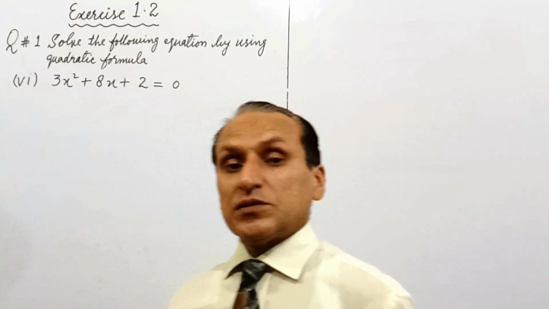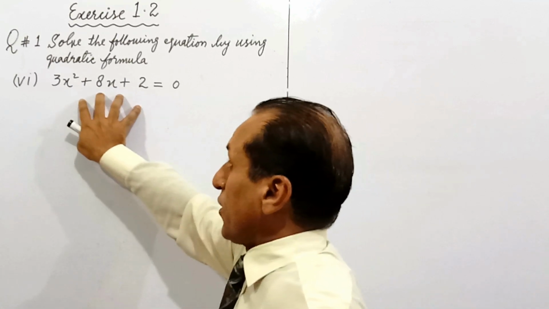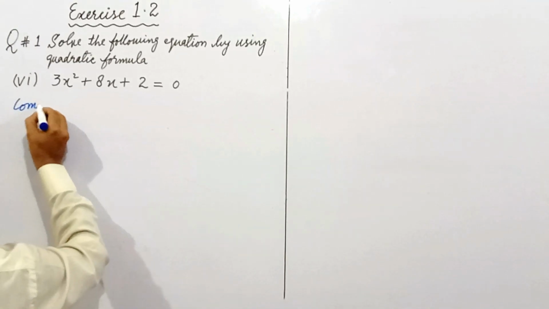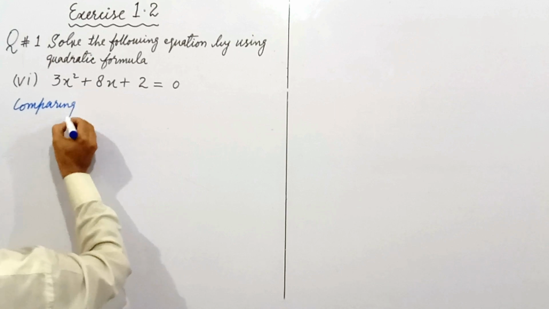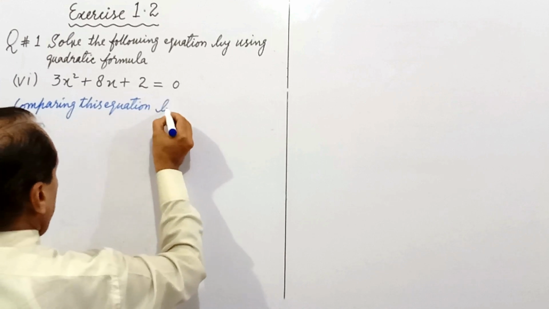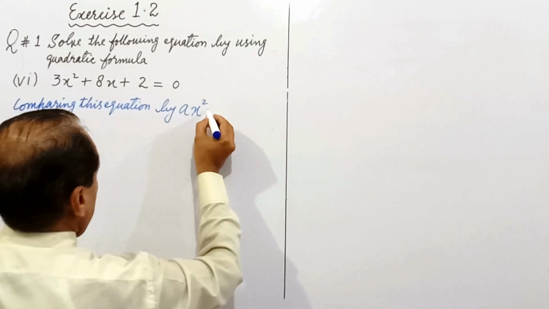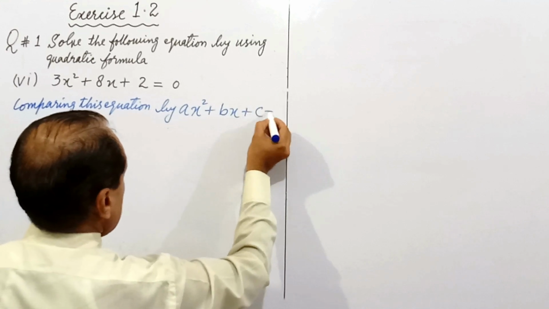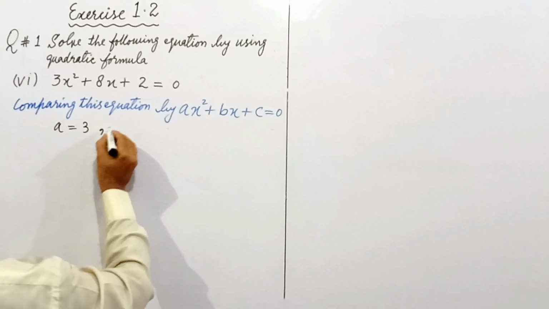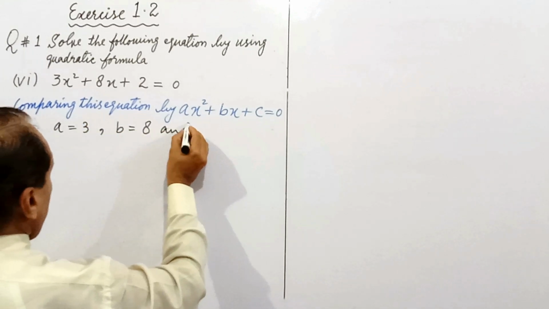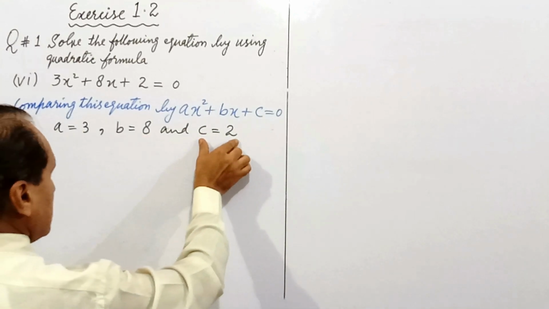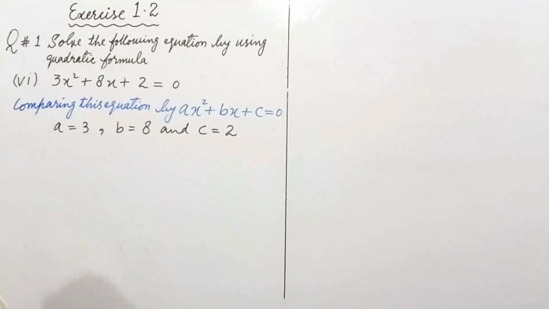Let's do the part 6, in which the quadratic equation is already in the standard form. So therefore we compare it in the first step. Comparing this equation by standard form of quadratic equation ax square plus bx plus c is equal to 0. We have the value of a is equal to 3, value of b is equal to 8, and value of c is equal to 2. A is quadratic coefficient, b is linear coefficient, and c is constant term. So we have these values.